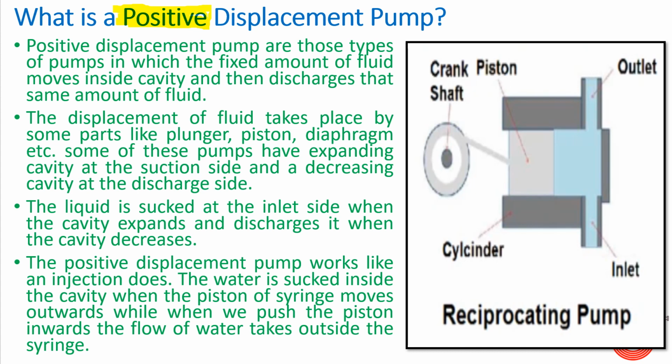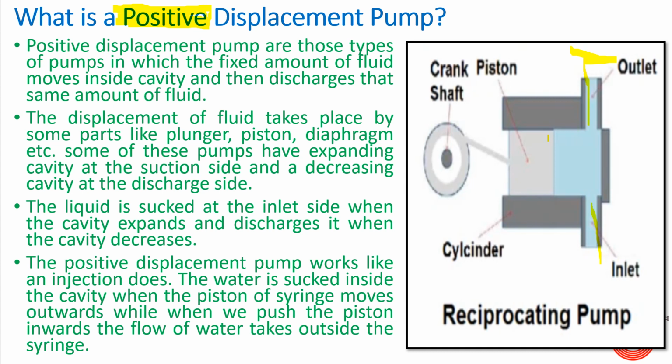Positive displacement pumps are basically those types of pumps in which a fixed amount of fluid will enter from one point. Suppose it is entering from this point, and the same amount of fluid will go outside from the other port. In positive displacement pumps, this movement of fluid from one place to another takes place with the help of a plunger, or a piston, or a diaphragm, or lobes, or gears. The way of transporting may be any, but all these things are used to transport fluid from one place to another. While in centrifugal pumps, as you all know, centrifugal forces are generated across a rotating body.